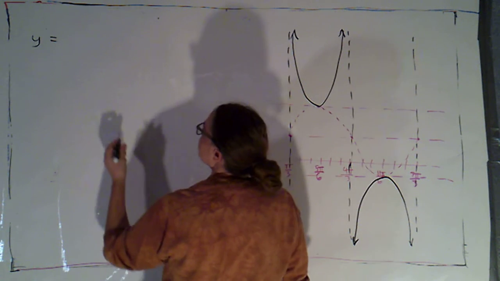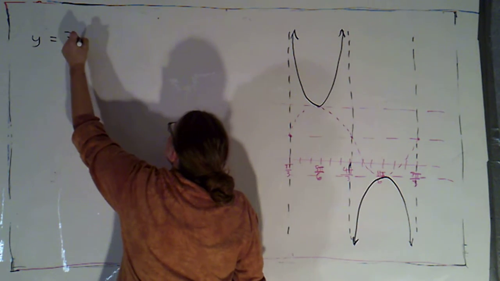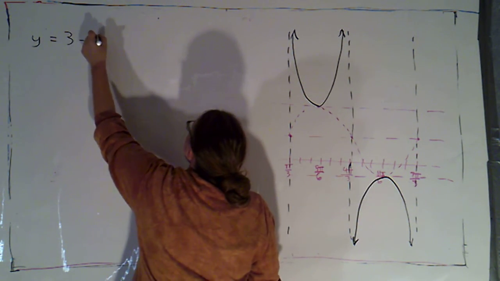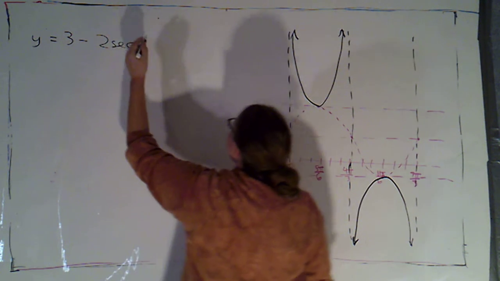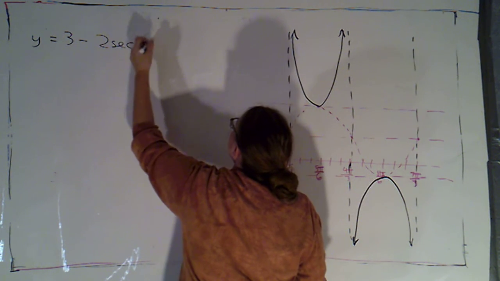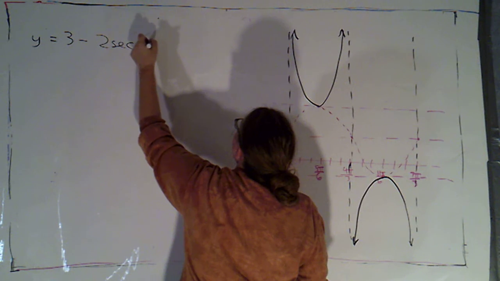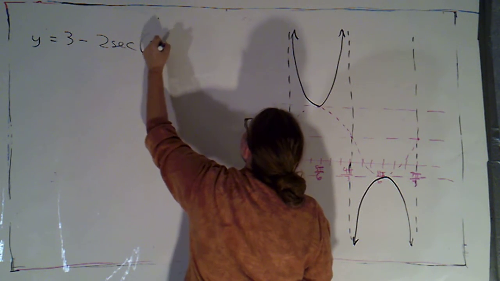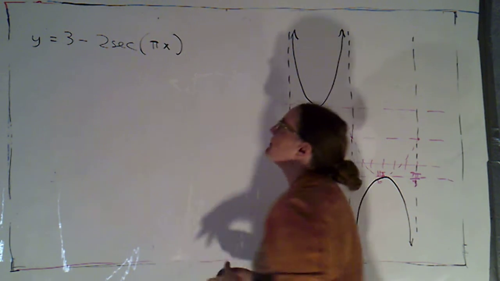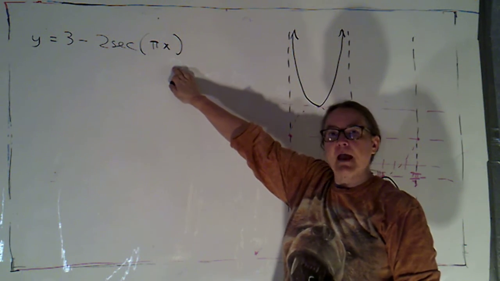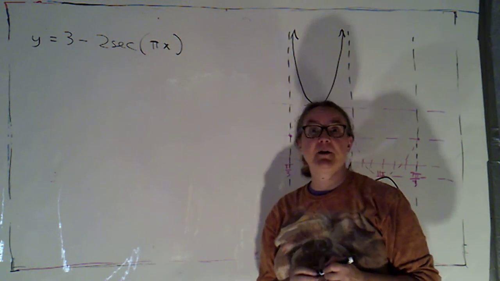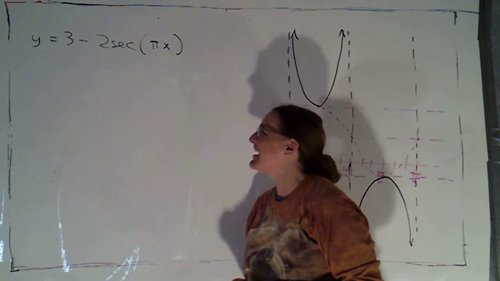Y equals 3 minus 2 secant of, let's go with pi x. Okay, so I want to graph this. I want to graph exactly one period of this, and we'll take a look at that together when we come back.